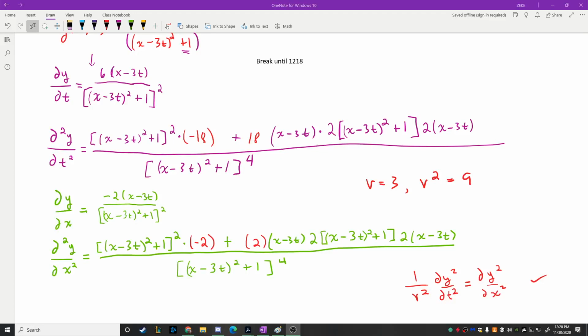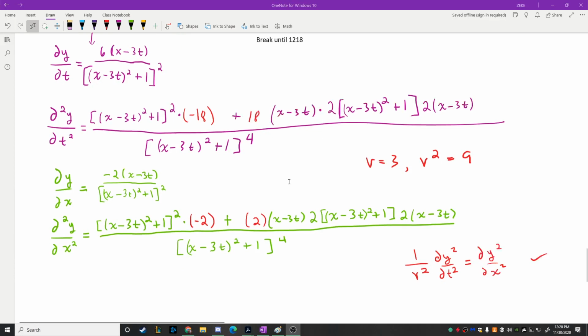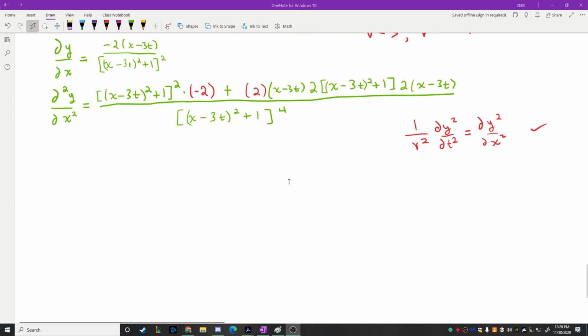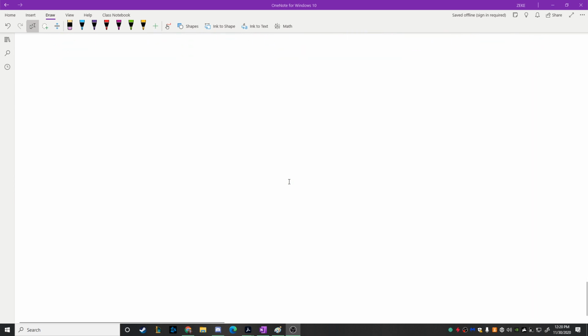Okay, this is the last section of Physics 1B for November 30th. And what we're going to talk about for the rest of class is interference, superposition, and standing waves.